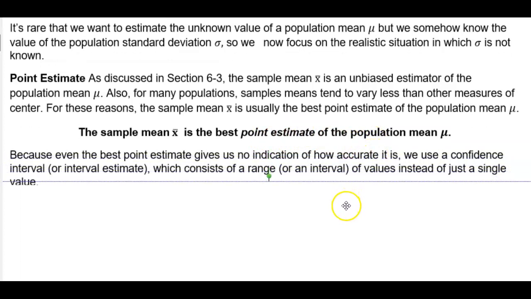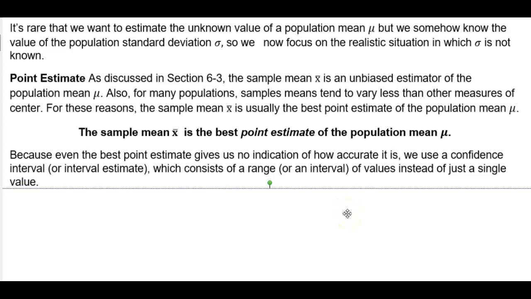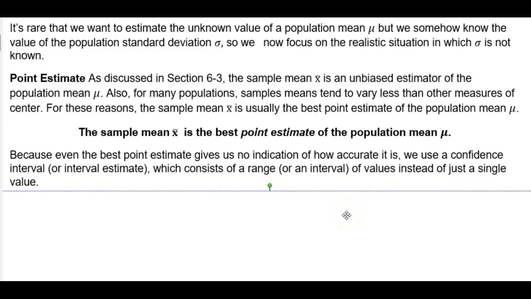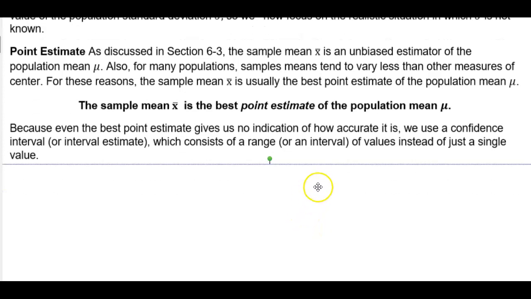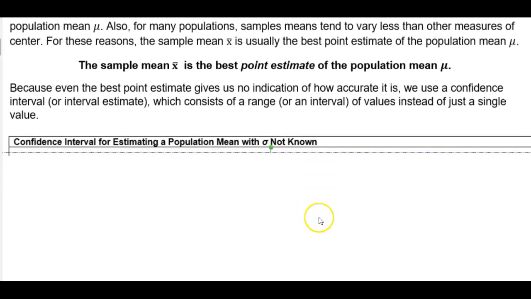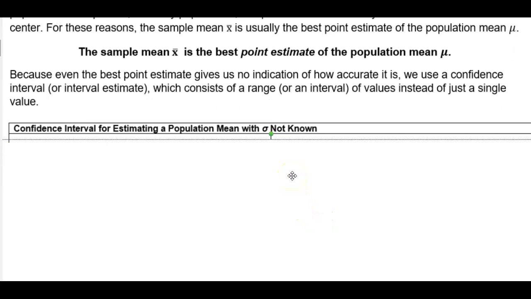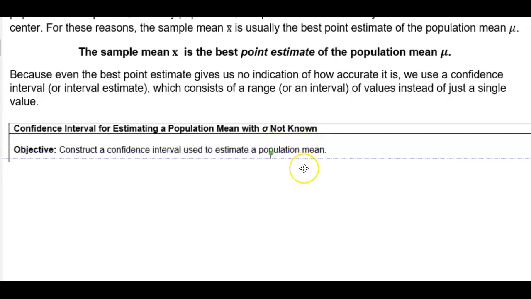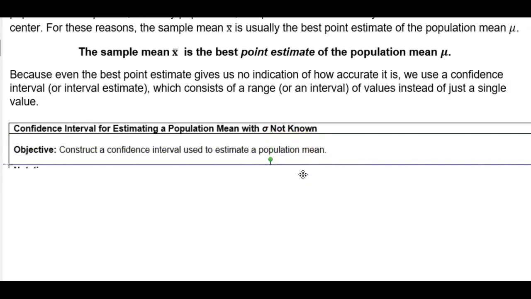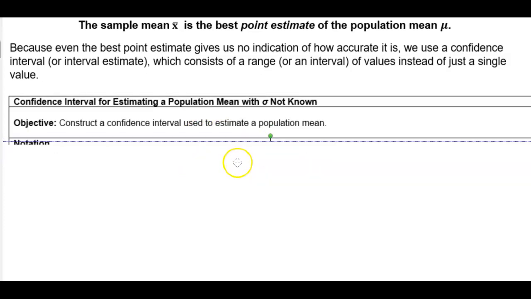Now, because even the best point estimate gives us no indication of how accurate it is, we use a confidence interval or interval estimate, which consists of a range or interval of values instead of just a single value. So, confidence interval for estimating a population mean with the standard deviation not known. Objective: construct a confidence interval used to estimate a population mean.